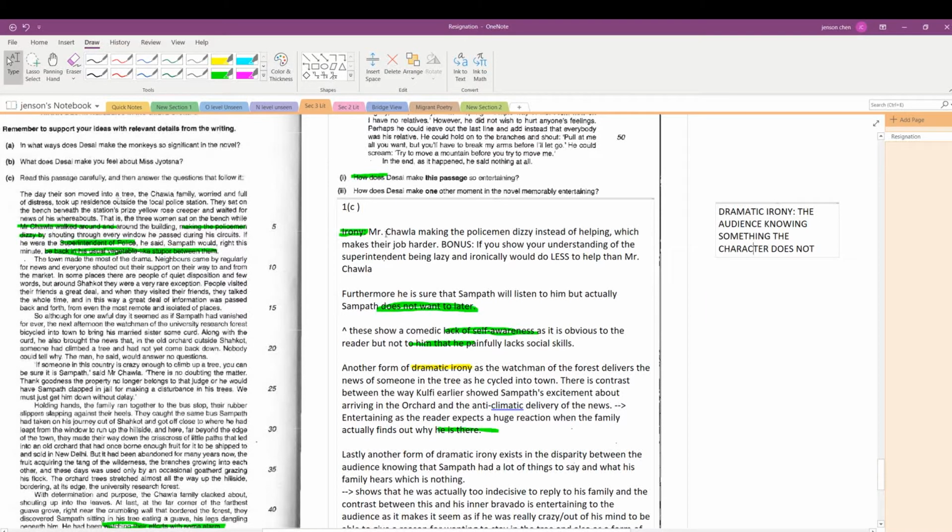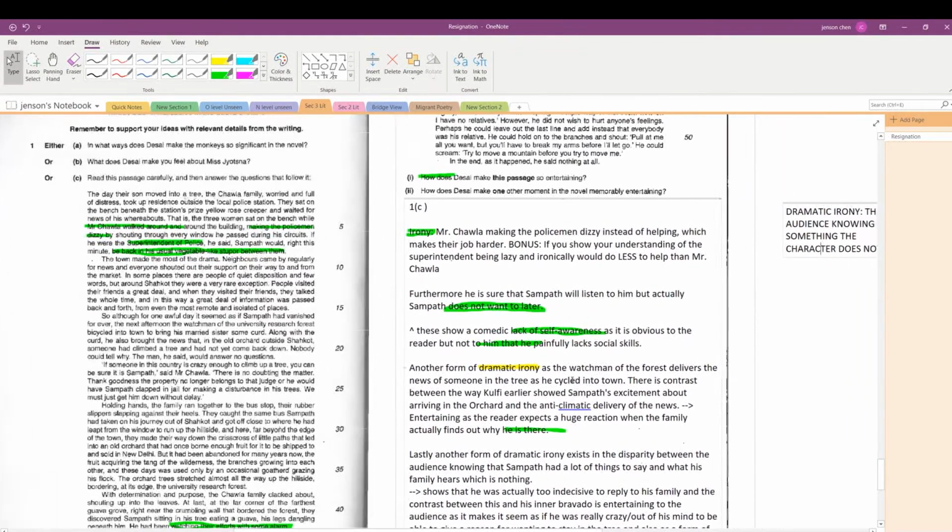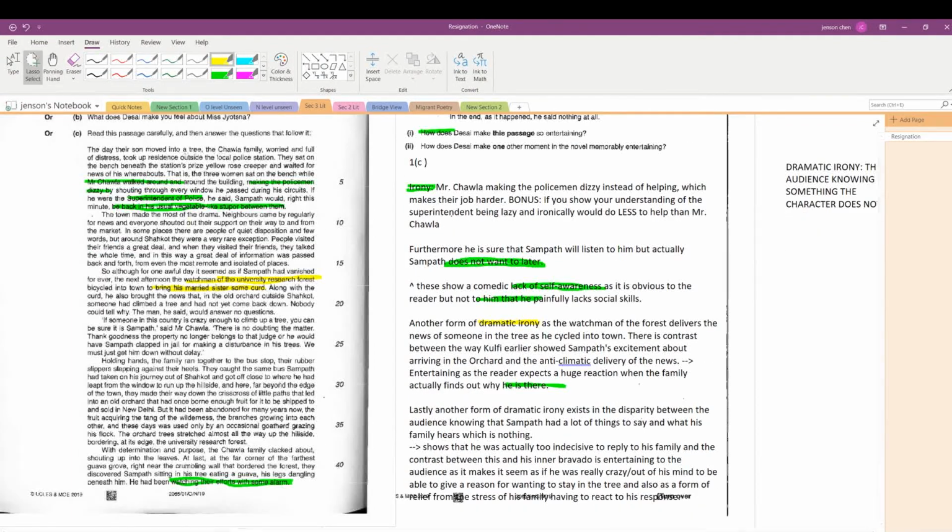In this case, it's Mr. Chawla who doesn't know anything. In this other case, the watchman of the forest. Well, actually, I don't quite like the original answer I had over here, which is about a contrast between the way Desai earlier showed Sampath's excitement. Actually, what I'll contrast this with is how the town made the most of the drama.